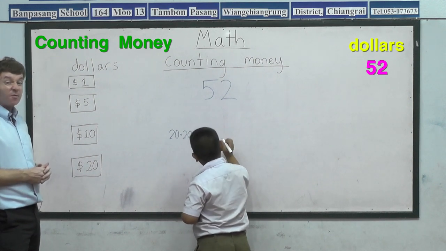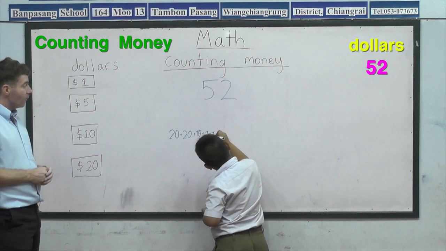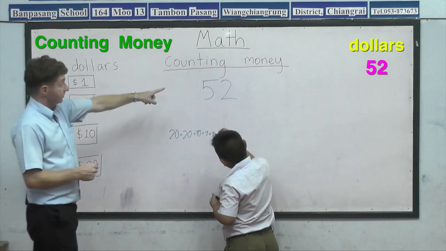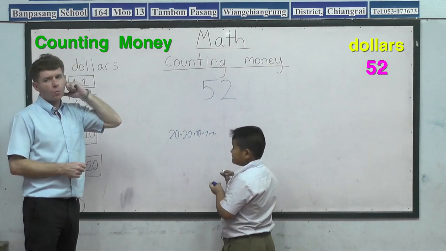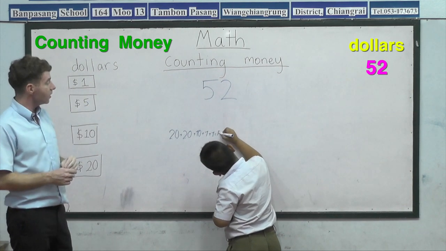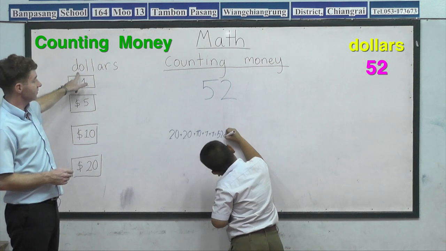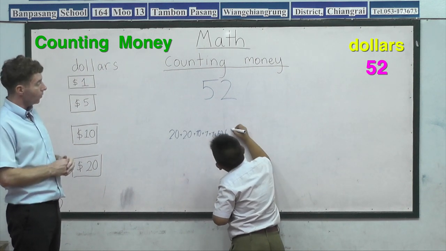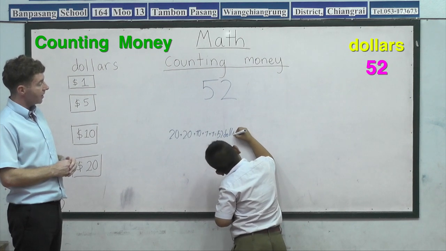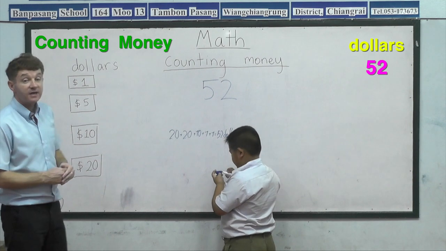And we're nearly there. What do we need? Plus 1. Okay, excellent. What does that equal? $52. Well, 52 what? $52. Excellent, Ned. And don't forget to write our currency. D-O-L-L-A-R-S.